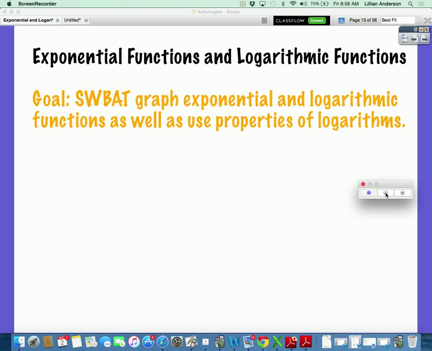Today, continuing with exponentials and logs, we're going to graph exponential and logarithmic functions as well as use properties of logarithms to solve problems, evaluate, simplify, things of that nature. Make sure that you get done the goal, so that way you know what you begin with.